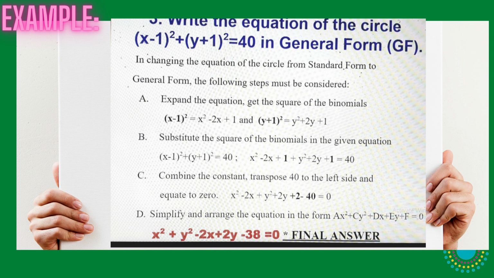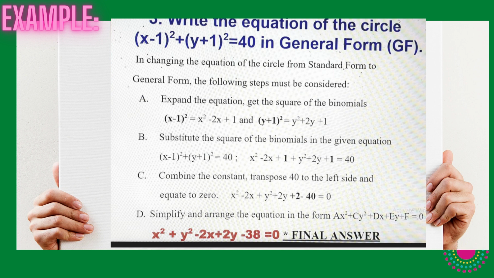Using the rules in getting the square of binomial, to expand x minus 1 quantity squared, get the square of the first term. x is the first term, so x times x is x squared. Then, twice the product of the first and the second term. Negative 1 times x times 2 equals negative 2x. And for the last term, square the last term. Negative 1 times negative 1 is positive 1. So let us use the same solution in getting the expansion of y plus 1 quantity squared. Using the square of binomial, the expansion equals y squared plus 2y plus 1.